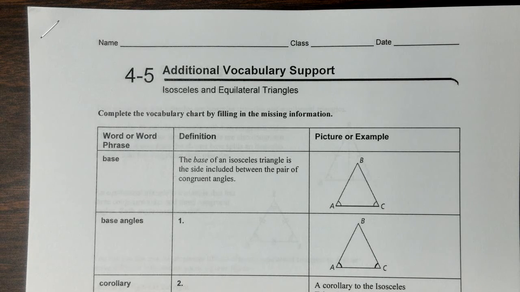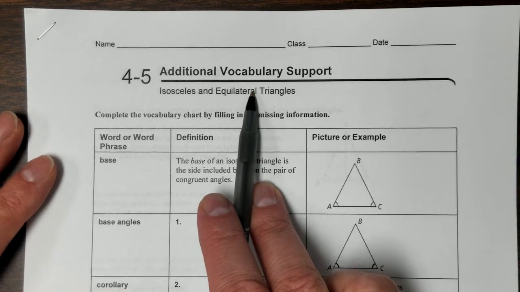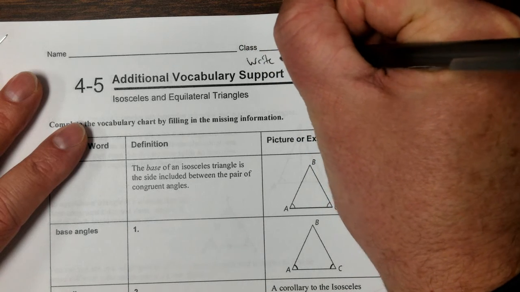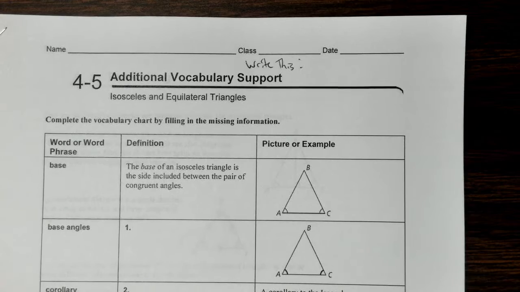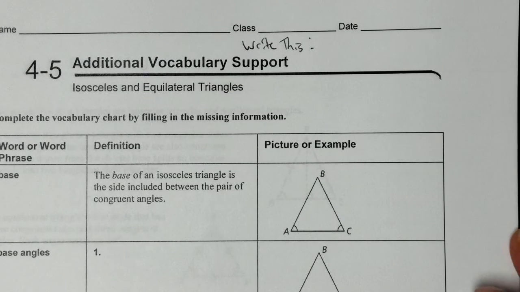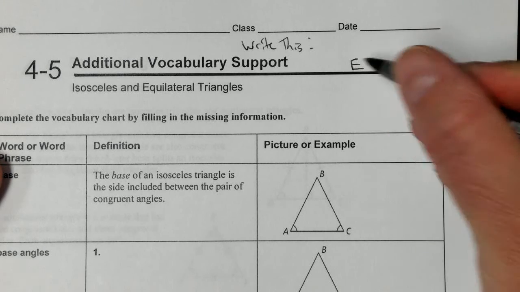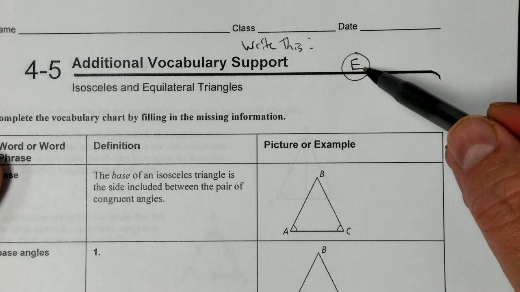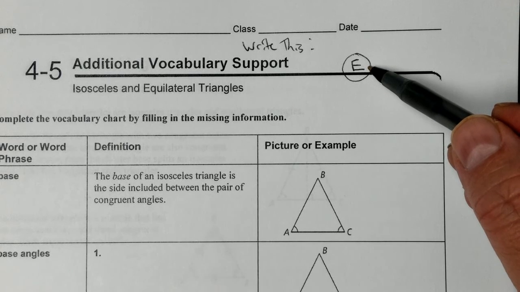Okay, so we are talking about isosceles and equilateral triangles. So the first thing I want you to do is write this. Currently it's also in my whiteboard, but I wanted to have y'all write it down. Equilateral triangles would be in the middle, like this, where you have 3 sides equal and 3 angles equal. And we just talked about them all being 60 degrees.